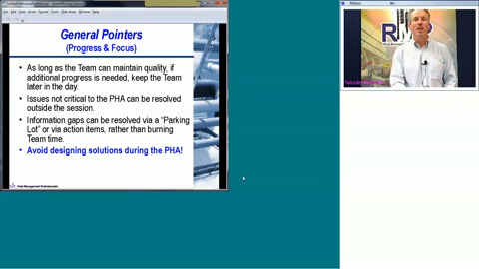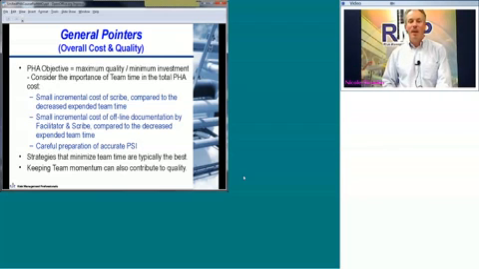And highlighted at the bottom, and something that you may want to continuously remind the team to do, is avoid designing solutions during the PHA. And I mentioned overall cost and quality. In fact, I think I kind of took care of this.